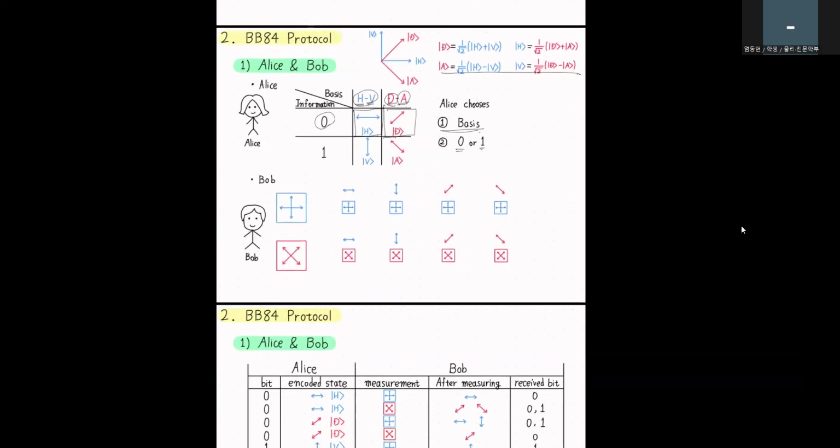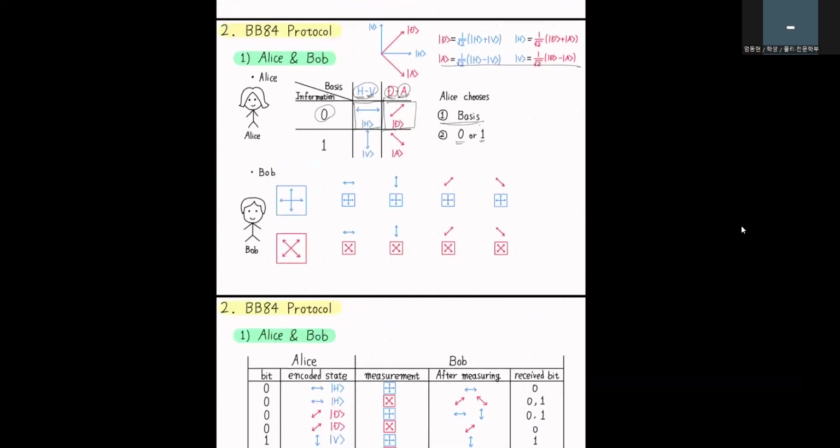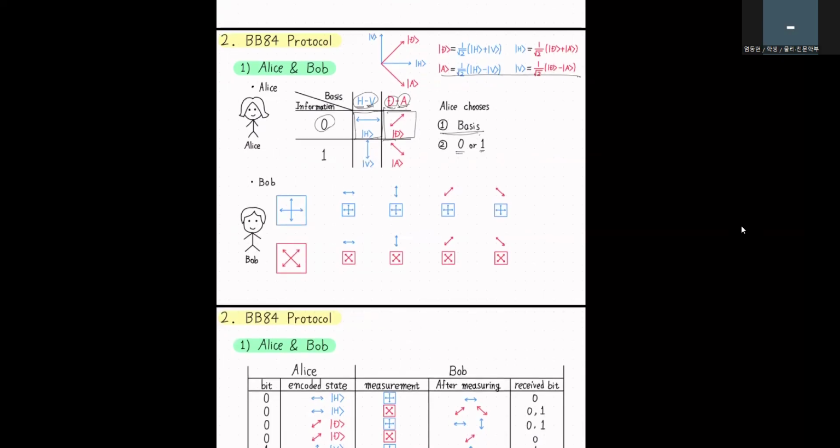Now, in Bob's case, what Bob does is he chooses randomly a basis to measure the state sent by Alice to him. So he picks either the horizontal vertical basis or diagonal anti-diagonal basis, and he makes a measurement of the final vector sent by Alice.